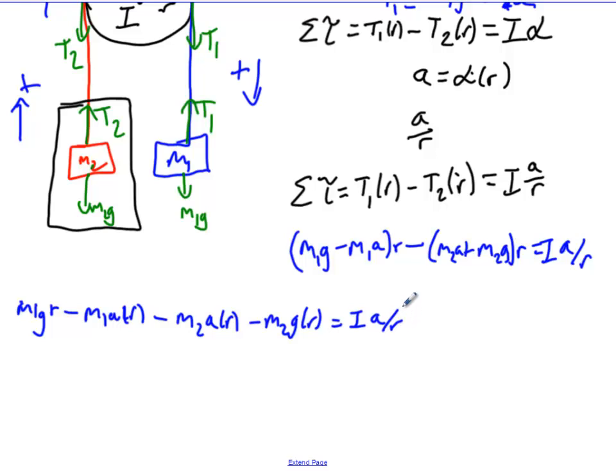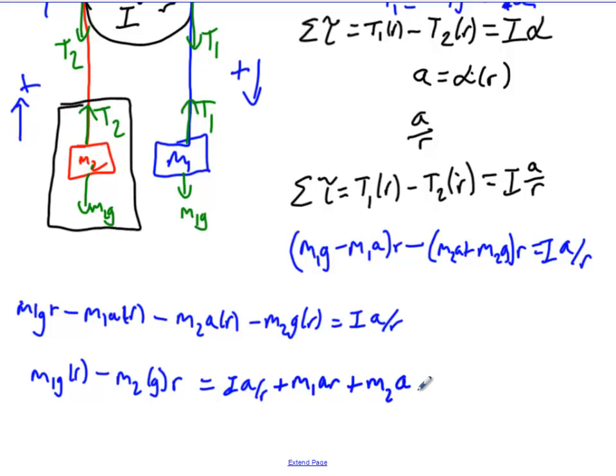divided by R. Now, I really want all my A's together, and I really don't like that R, but we'll see if we can deal with that. Okay, so first I want to collect up my like terms, so I'm going to get all my A's on one side. So M1 times G times R minus M2 times G times R is equal to I times A over R, and then I'm going to add over these A's, so plus M1A times R plus M2A times R.